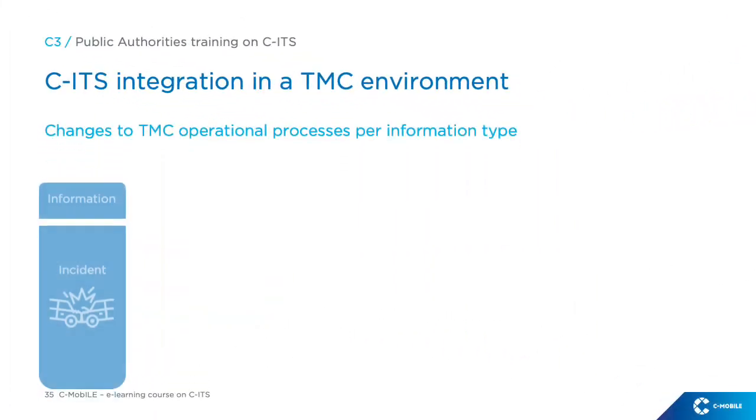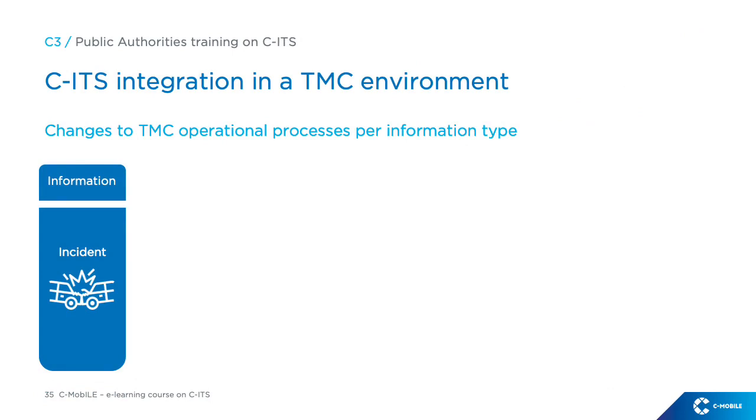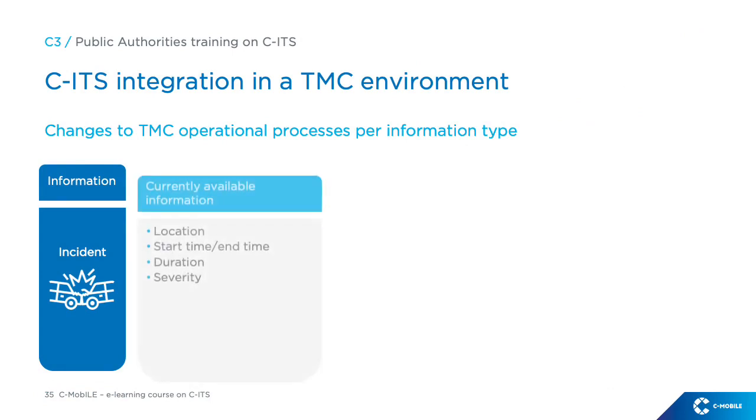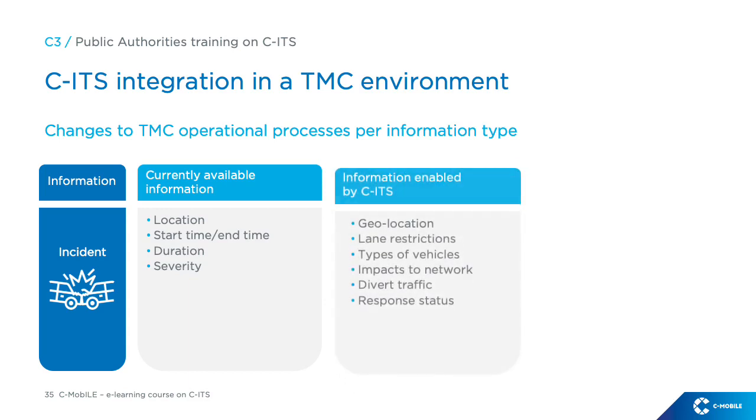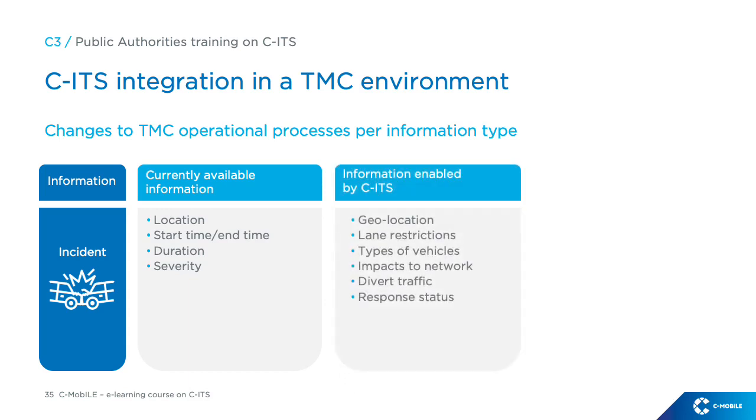Incidents-related information currently available to traffic management centres includes their location, start time and end time, their duration and their severity. CITS enables the exploitation of additional and advanced information and capabilities, including the integration of geolocalization technology for precise incident location, the real-time collection and management of information about lane restrictions, types of vehicles, and people involved.